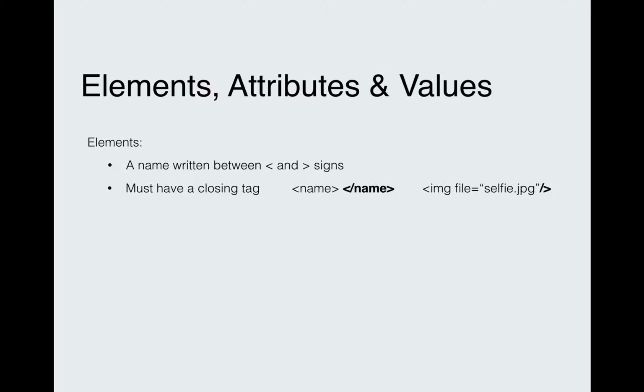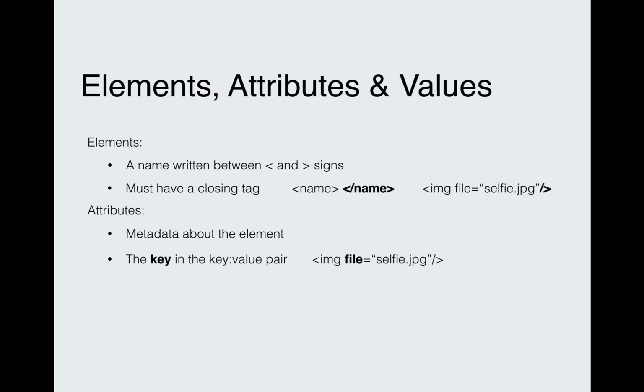Let's take a closer look at elements' attributes and values. Elements should be short descriptive names inside of angle brackets. Each element must have a closing tag. Attributes contain metadata about the element. They're the key in the key value pair. In the example on the right, file is an attribute.